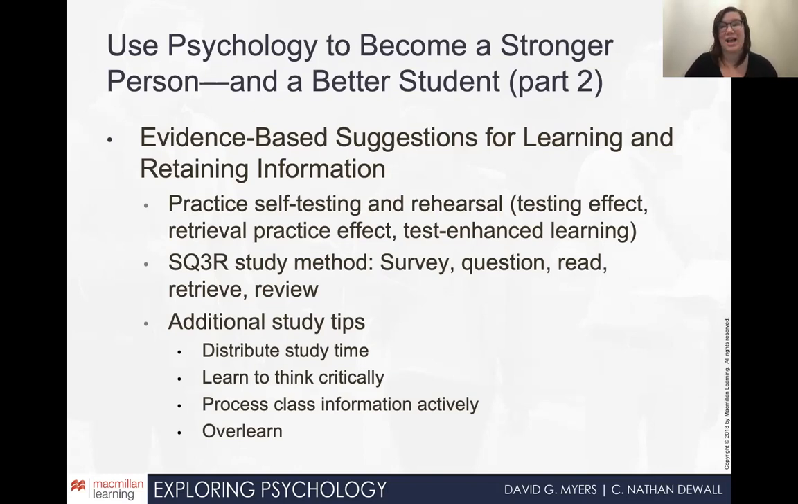Process class information actively. So you're not just reading your notes, right? You're quizzing yourself. You're going through the Achieve platform. You're doing flashcards, right? You're asking yourself questions. You're teaching someone else. That's one of the best methods for learning information, taking what you learned and teaching it to a family member or a friend or talking through and teaching another student in the class. And then overlearn, right? Go really in depth in material, especially if you find it interesting, and overlearn it. And you'll remember what is important.